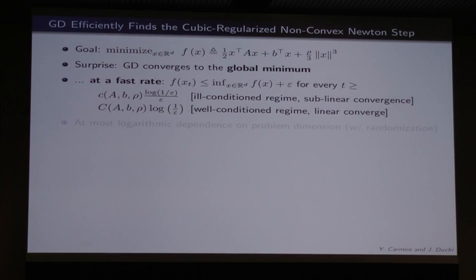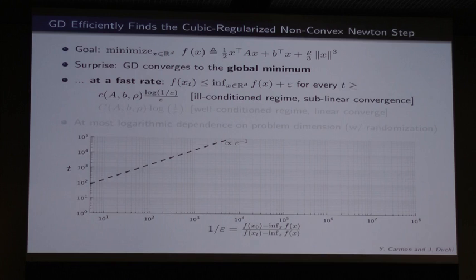What we show is that for every epsilon, the value of the function at time t will be below the minimum value plus epsilon after some time, and we identify two regimes of convergence. One of them is a sublinear convergence regime, and the other one is a linear convergence regime. And this constant C has at most a logarithmic dependence on the problem dimension, using a very simple optimization argument.